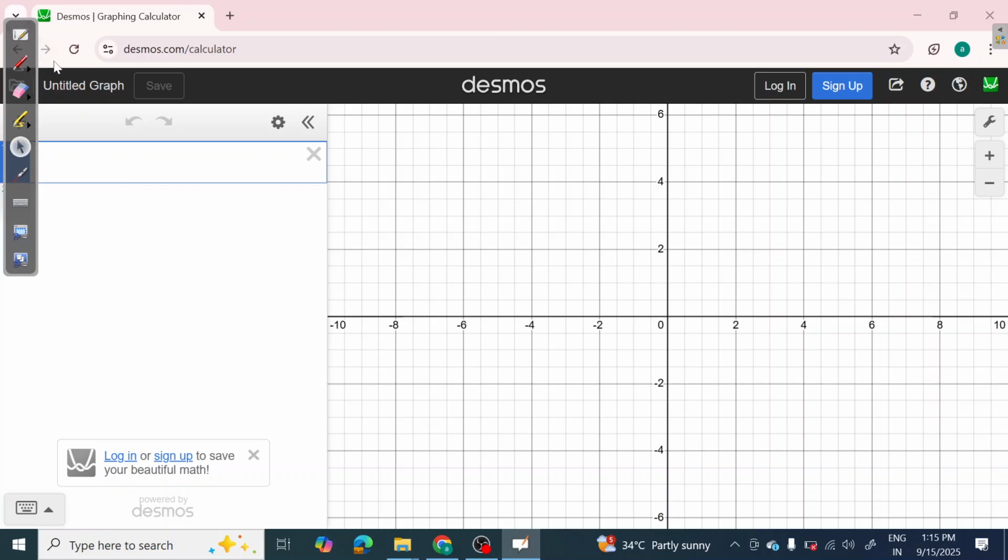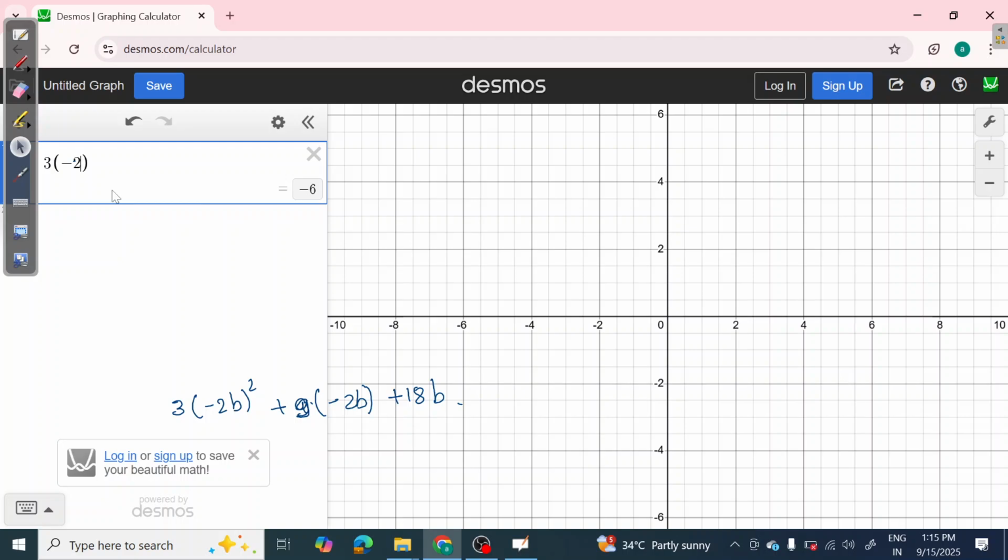So my equation will look like this. Let me write it down here. It will look like 3 times negative 2b whole square plus a negative 2b. It's not a, I guess it's 9. Okay, 9 times negative 2b plus 18b. I plug in the values. Now directly I'll put it on Desmos. Let me do that. Desmos does not understand any other variable other than x and y, so I replace the value of b with x.